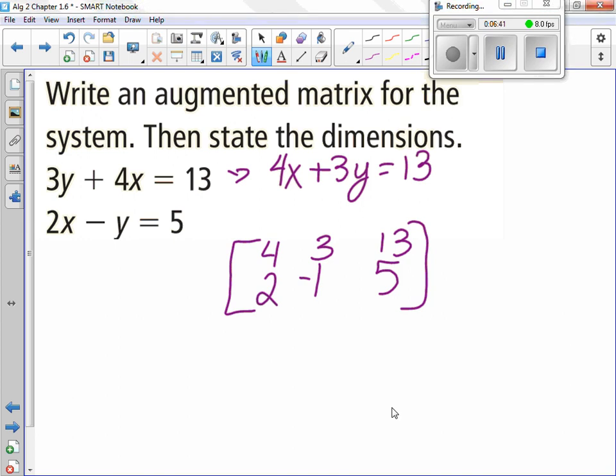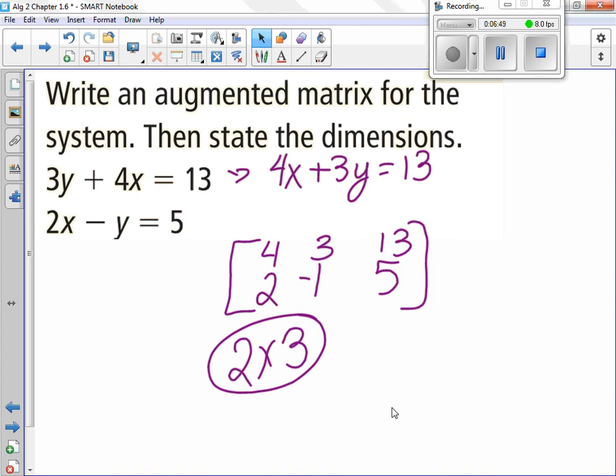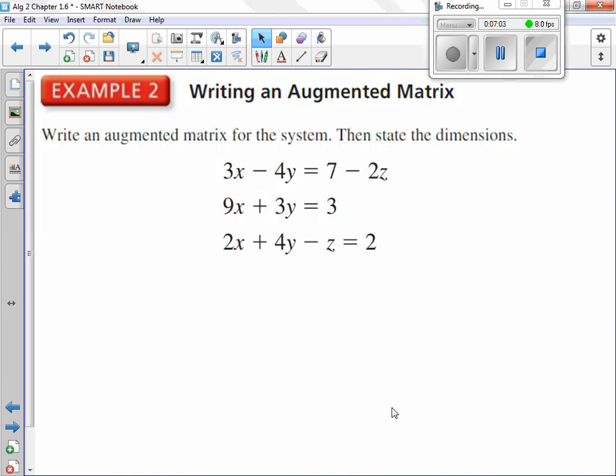So we wrote an augmented matrix. Now what are the dimensions? 2 by 3. That's it. Questions on this here? Y'all liking this so far? We good with this one? Okay, just got harder.